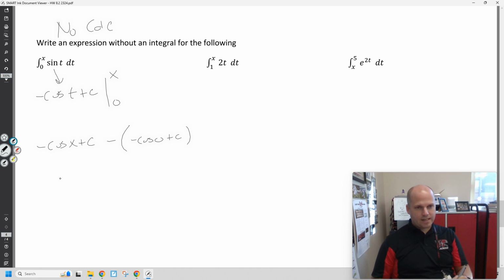When I subtract, the c's will go away. I get negative cos x. This is 1, negative 1. This is plus a negative 1, which is plus 1. Okay, so what did I just do here? I just took the antiderivative.